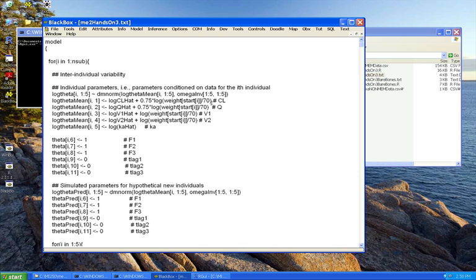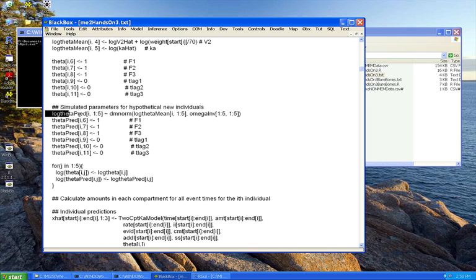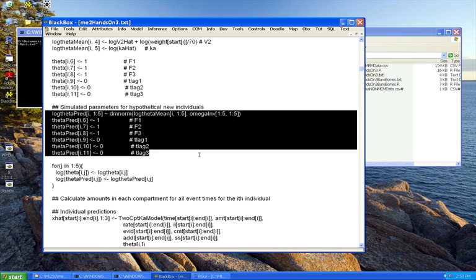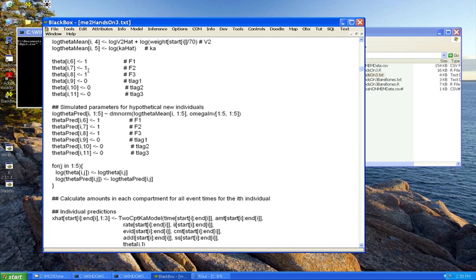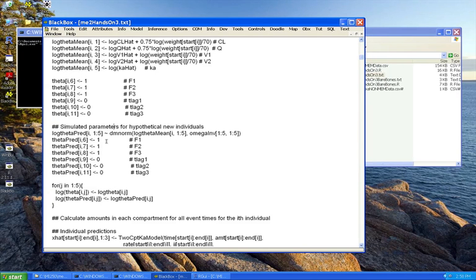The other difference in the code is that I now introduce simulations of individual-specific parameters. These are no longer the fitted ones; these are now simulated values. Here I'm doing simulations, so this is like simulating new individuals that happen to have the same covariates as the original individuals. These are going to be used to generate my population predictions.